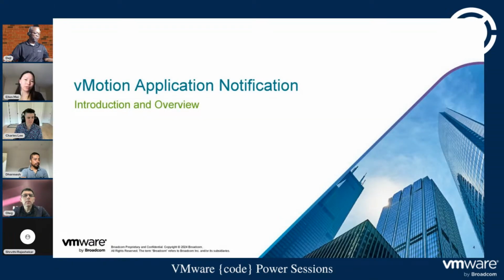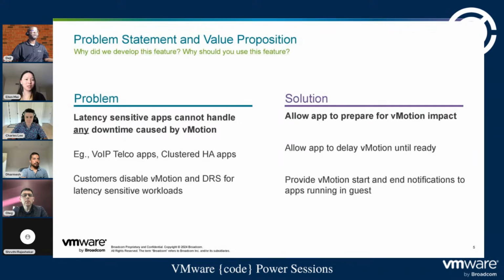So what is vMotion application notification? It's a feature that ensures that when a vMotion is initiated, the vMotion is paused while a notification is passed to the application, and the application has time to prepare before the vMotion occurs. You might be wondering why an application would need to know about a vMotion. Typically, the application is not aware of a vMotion operation, and the operation is minimally disruptive to the application.